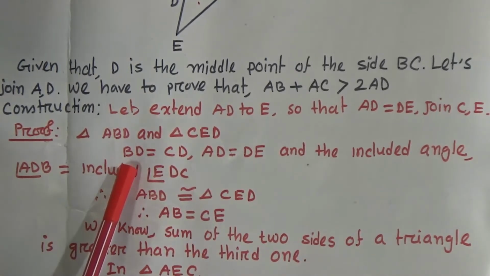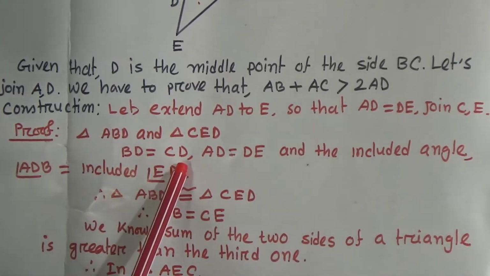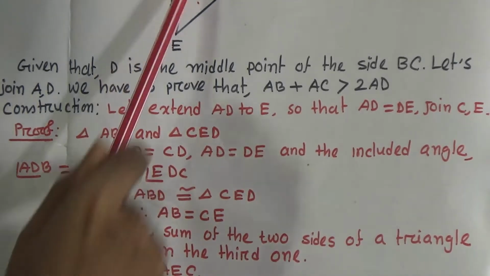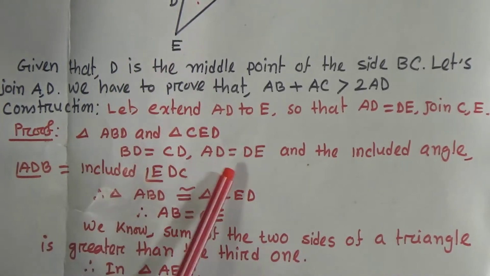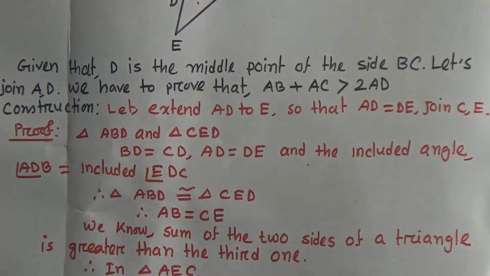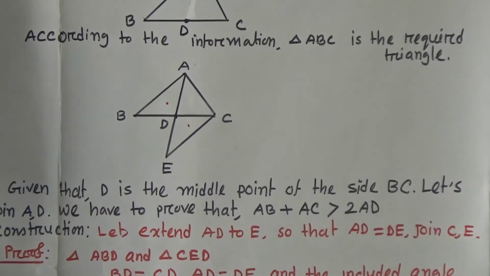This is equal to what? BD equals CD. AD equals what? AD equals DE. Already we have shown you here. Your question, sir: why have you compared between ABD and CDE? Why have we compared?